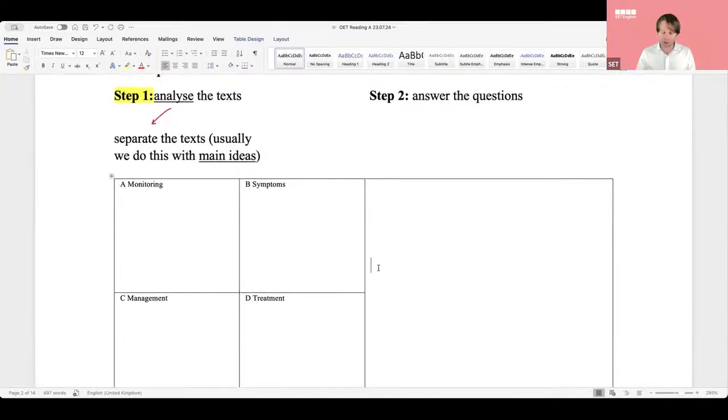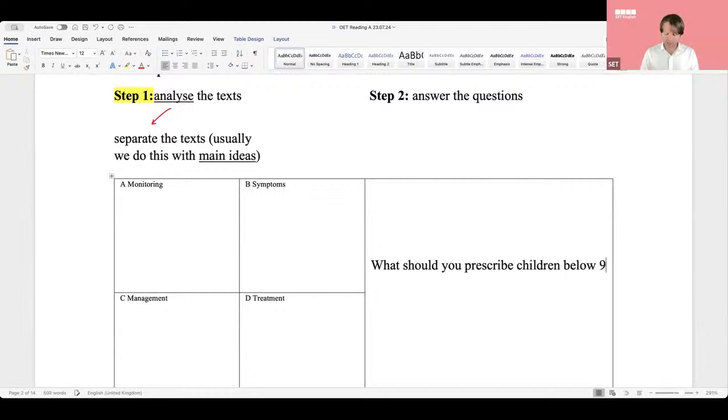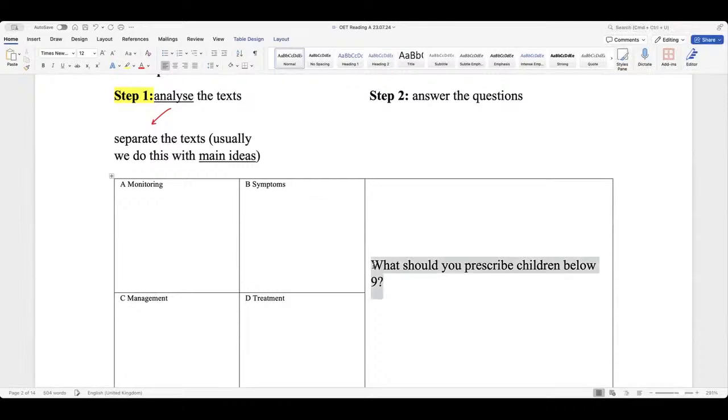Yes, keywords. So imagine the question is, what should you prescribe children below 9? That's the question.